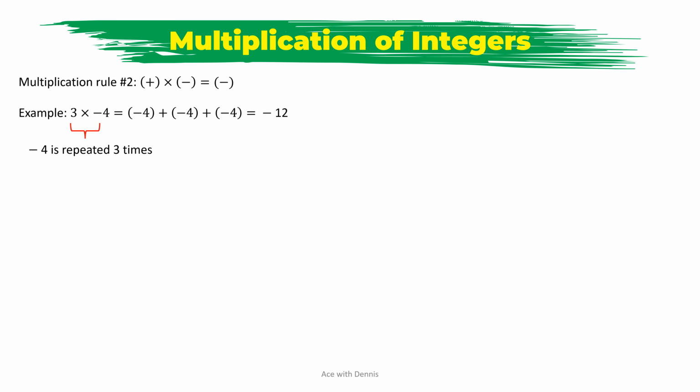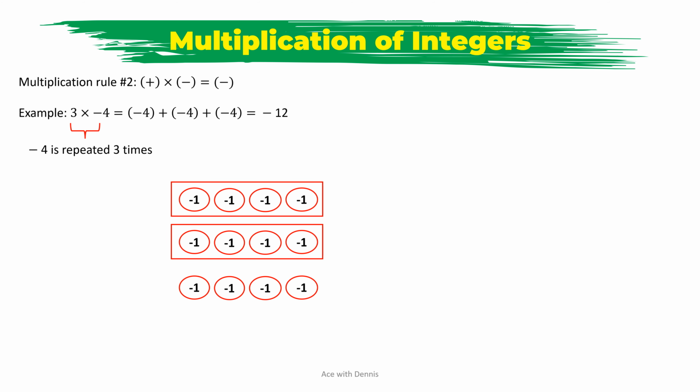This diagram will illustrate the meaning. So we have 4 negative ones grouped in one group, 2 groups, and 3 groups, and the result is 3 times -4 equals -12.